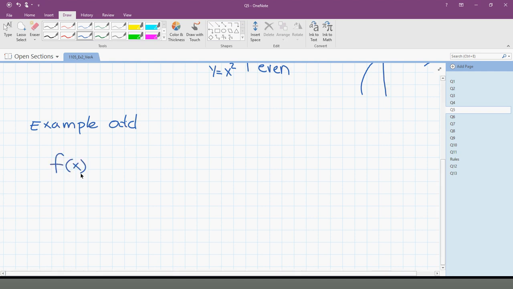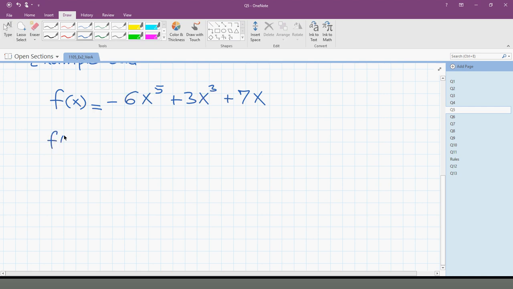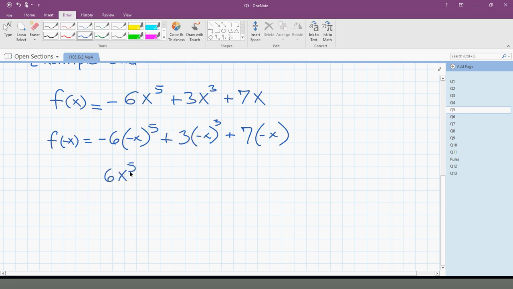So if we have a function of x, negative 6x to the fifth power plus 3x cubed plus 7x. So first we're going to substitute the x's by negative x. When we have odd exponents, it's going to stay negative. The x inside is going to stay negative. So this negative 6 is going to be negative times a negative. It's going to give me a positive 6x to the fifth power.